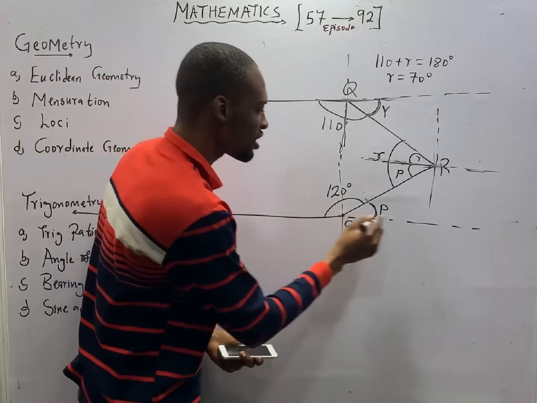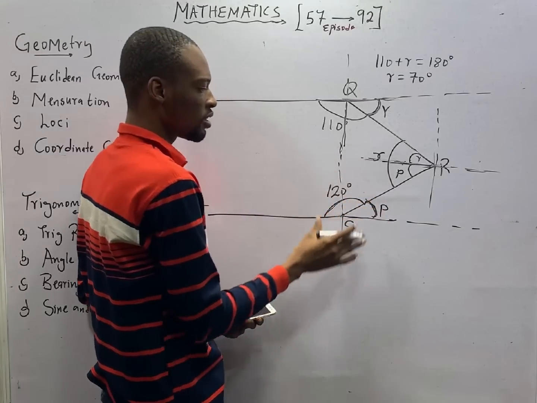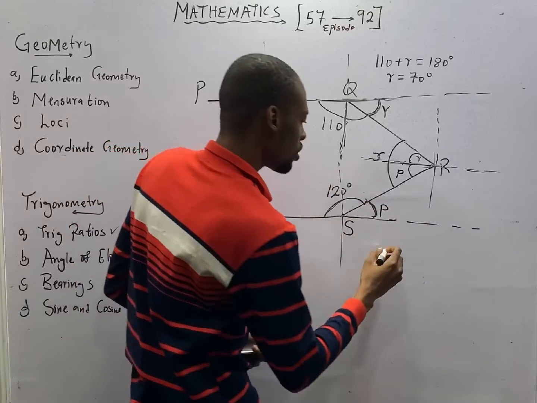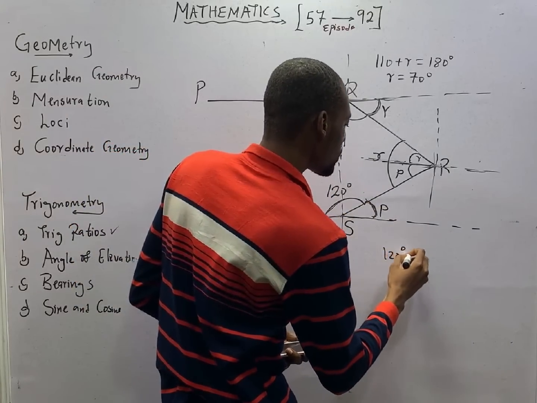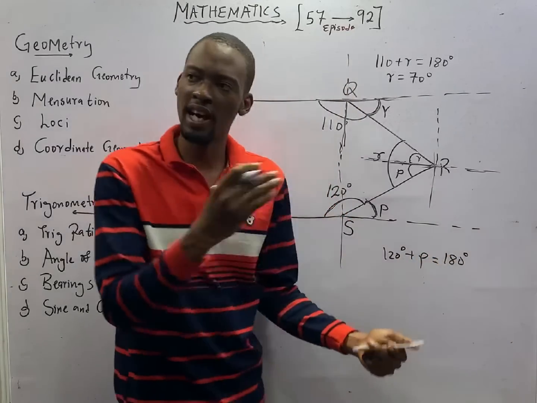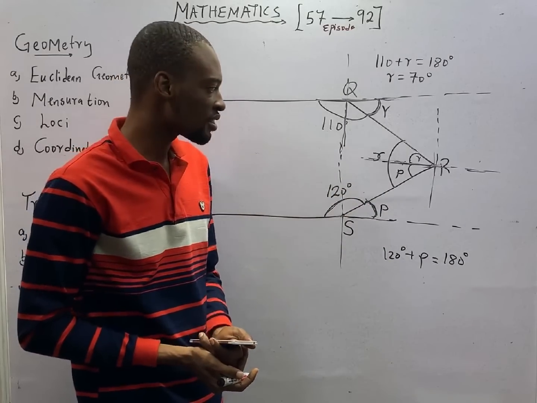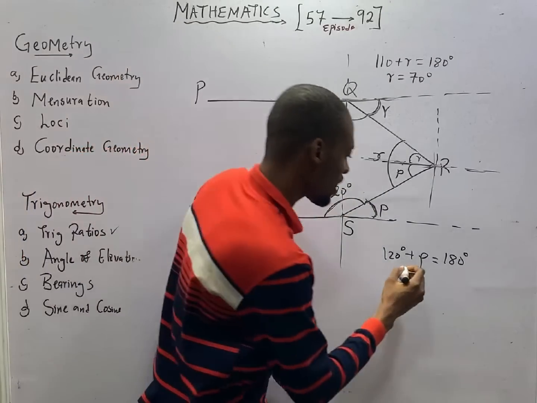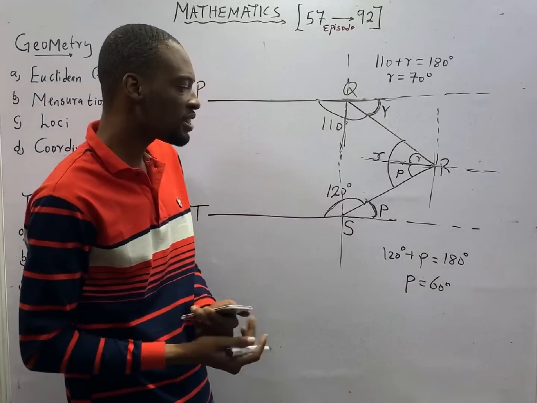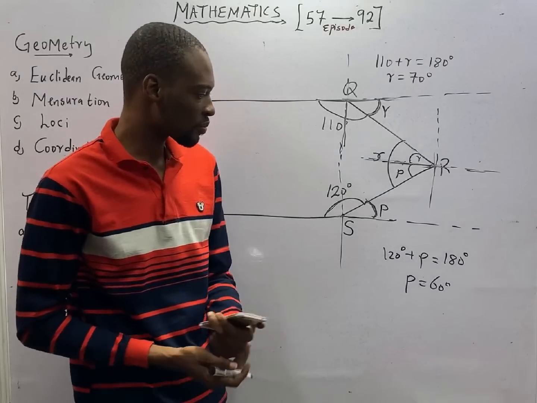From here, this is a straight line, and these are angles formed on a straight line. The angles are 120 degrees and P. So 120 degrees plus P should give us 180 degrees. If you add all the angles in a straight line, you get 180 degrees, which means P will give us 60 degrees. 180 degrees minus 120 degrees.